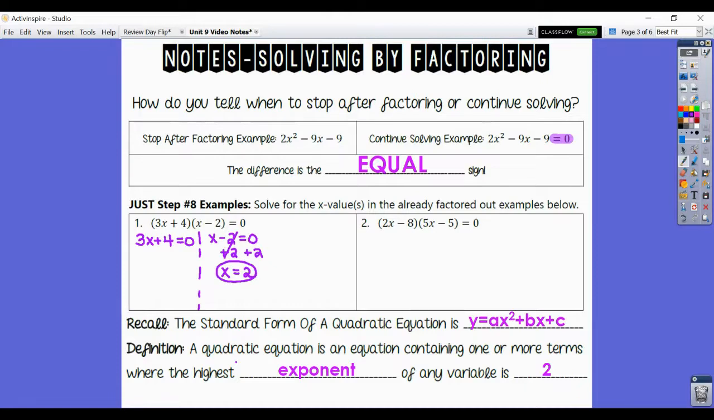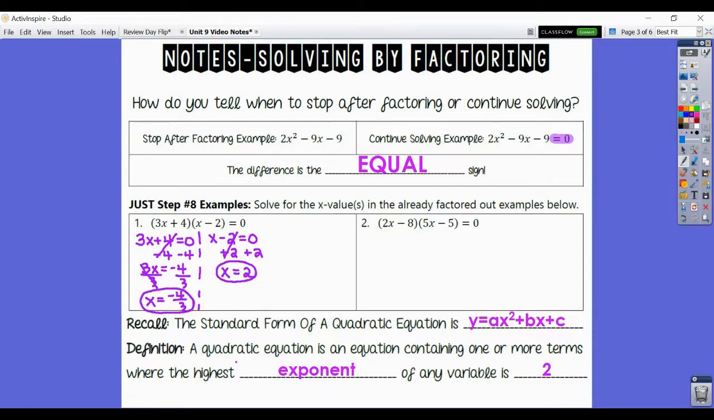And then on the left side equation, I have to subtract 4 to move it to the other side away from x. And then I have to divide by 3 on each side. x will be equal to negative 4 thirds and 2.